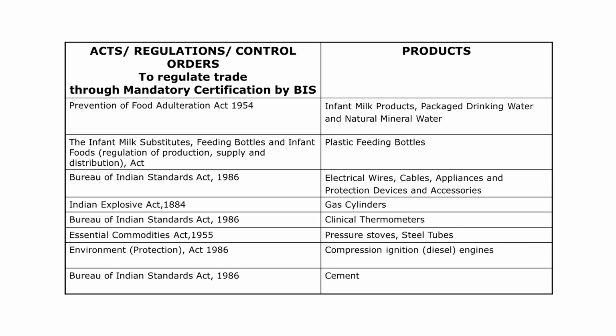So, there are several products which need mandatory regulation, and several products which do not need mandatory regulation, right. To regulate through mandatory certification by BIS, which is the Bureau of Indian Standards, and the Prevention of Food Adulteration Act, products like infant milk products, packaged drinking water and natural mineral water all have to be certified through BIS, right.